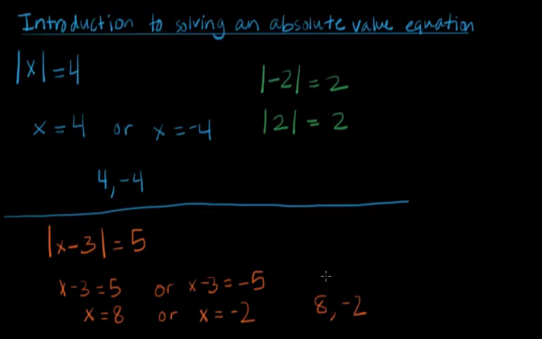And we can check that by putting them back into the absolute value equation. So 8 minus 3 is 5. Absolute value of 5 is 5, so that works. -2 minus 3 is -5. Absolute value of -5 is 5, so it works. And that's how we solve an absolute value equation.